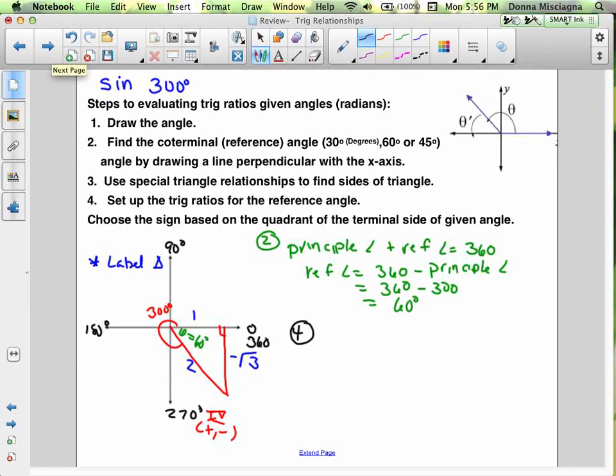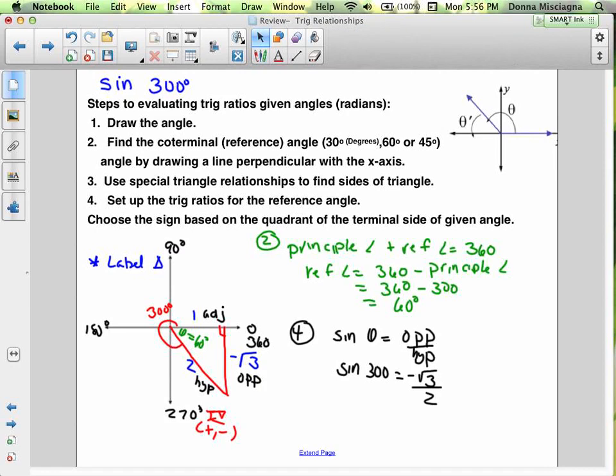All right, and so our answer here, we were looking for sine 300. So just as a reminder, sine is opposite over hypotenuse. So that means sine 300, let's label the sides in our triangle. So opposite is always the y, so this is the opposite. Adjacent is always the x, and the hypotenuse, of course, is opposite the right angle. So sine 300 is going to be negative square root of 3 over 2. And there we have our answer. So that's where the 4 points come from, right?